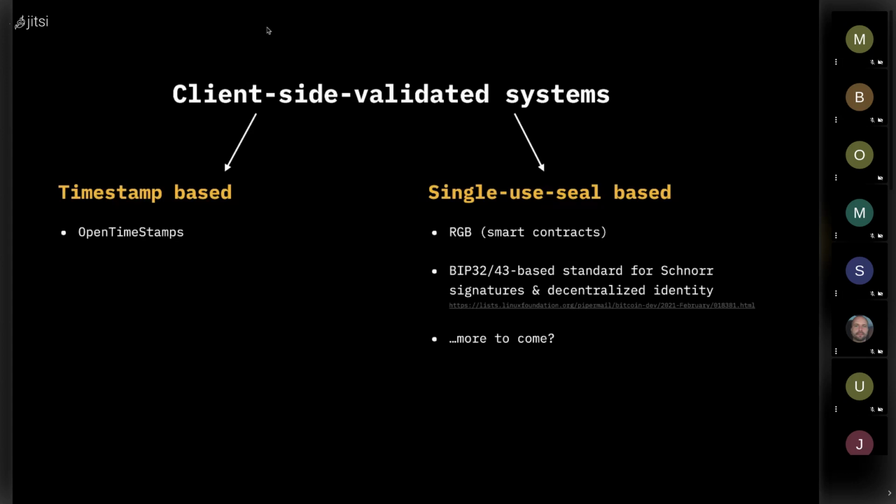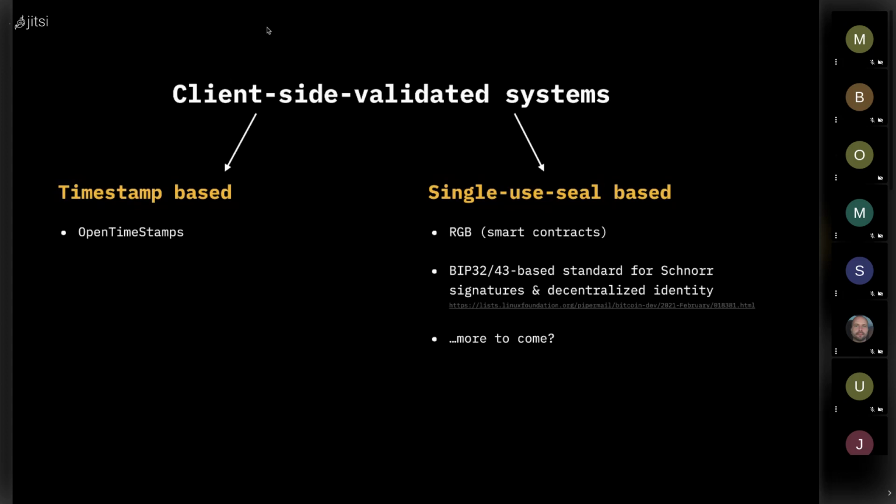Now, how can we structure different client-side validated systems and where does RGB take part in that structure? Probably, from what we know today, and it's very early days of client-side validation, there are basically just several projects related to client-side validation since the term was coined by Peter Todd, and probably in the future we will invent other forms of client-side validated systems. But today we can classify all client-side validated systems into two categories. The first one is timestamp based, and for the Bitcoin world, I know the only main timestamp protocol, which is Open Timestamps, developed by Peter Todd and others. And the second category is single-use-seal-based systems. In this category, the main example, and mostly the only example, is RGB smart contracts.